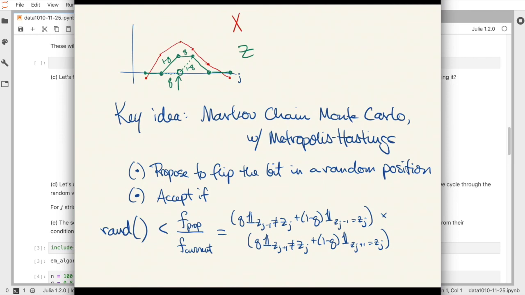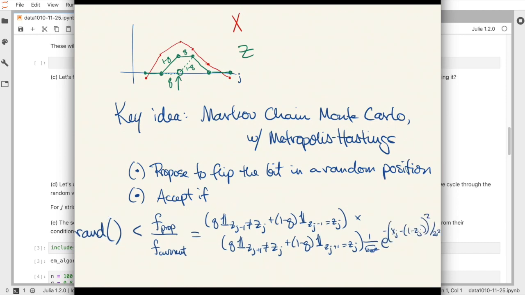And then finally, we pick up this new Gaussian density, which you can write as 1 over square root of 2 pi sigma squared times e to the minus xj minus 1 minus zj squared over 2 sigma squared. So 1 minus zj corresponds to the flipped bit. So if it was a 0, this is going to be 1. If it was a 1, this is going to be 0. So those are all the factors in the proposed density that change. We need to divide that by what they were in the original density. And there are lots of other factors, as we said, but we're just going to ignore those because they're going to cancel. They'll be the same in the top and the bottom, and they'll cancel.